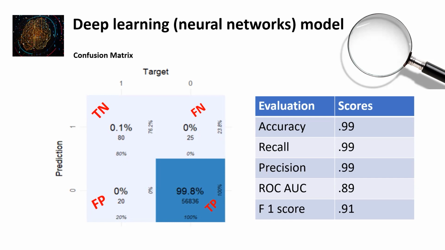Yes? What does F1 score mean? So F1 is the harmonic mean of recall and precision. It combines the two scores into one. Oh, okay.